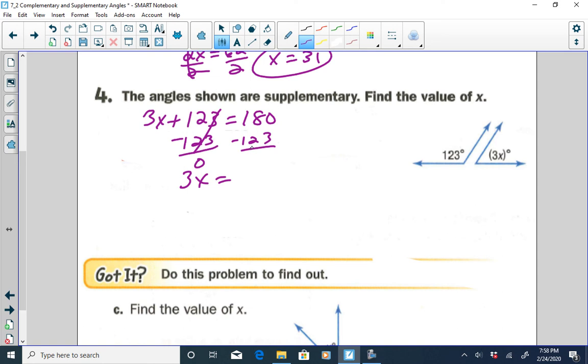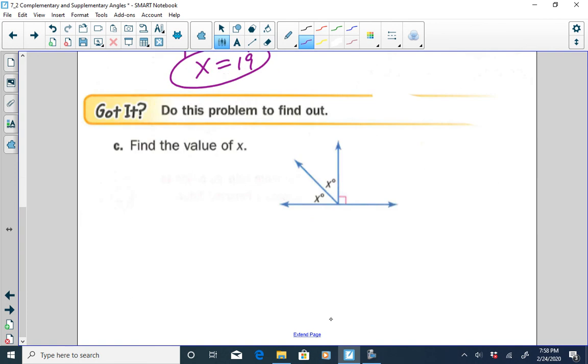What's that, 60, so that's 57. Divide by 3. Divide by 3, they cancel. X is going to be equal to, what's that? X is going to be equal to 19. All right, a few more examples.